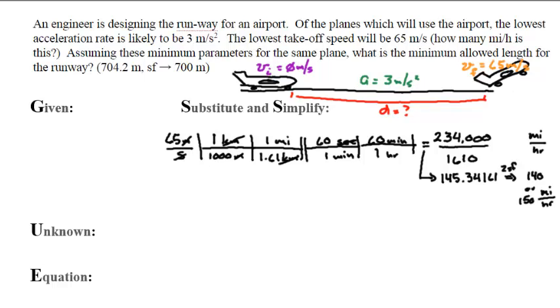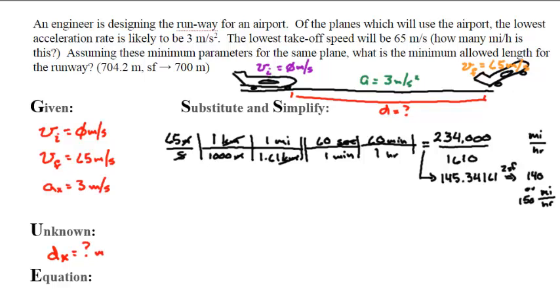So I've answered question 1, but now I need to figure out what the displacement of the runway is going to be. So the things that I know, we're talking about the x-axis, so velocity initial equals 0 meters per second. Velocity final, I know, is 65 meters per second. And the acceleration in the x-axis can only be 3 meters per second squared. The thing that I'm looking for is distance in the x, meters.